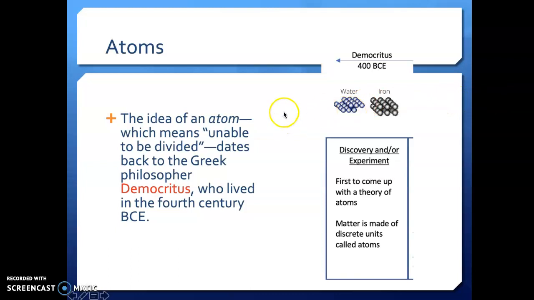So the idea of an atom, which means unable to be divided, goes all the way back to BC and a Greek philosopher named Democritus. And he came up with this idea that water and iron and all these different substances were made up of these discrete units called atoms. And each one had its own individual type of atom. Obviously, we know today that water is made up of hydrogen and oxygen atoms, right? And that's different than iron, which is an element, made up of one type of atom. So we have compounds and elements. Before, it was just one type of thing that made up each item that we know on Earth.